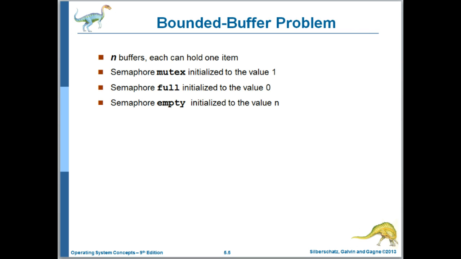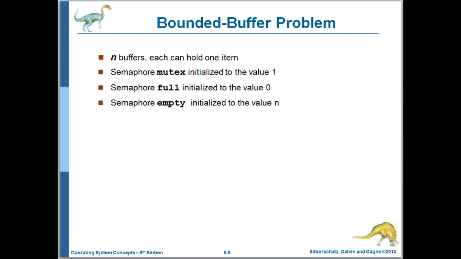The bounded buffer problem is nothing new. We've seen it a couple of times already. Just as a review, we've been calling it producer consumer. We have n buffers buffering the production by the producer and the consumption by the consumer. We'll use a semaphore called mutex to control access to that shared buffer pool, and then a semaphore full to control the producer, and a semaphore empty to control the consumer.